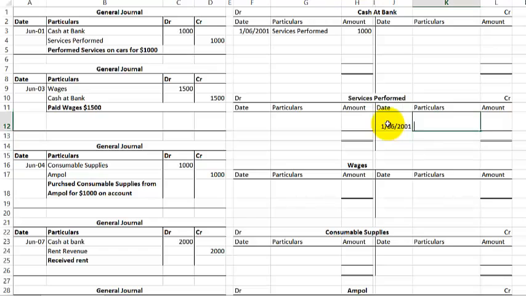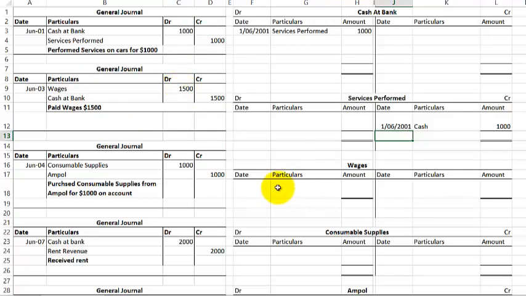It was for cash, and it was for $1,000. So services performed, credit side $1,000. So I've ticked that. Now I'm ready to go on to the next transaction.